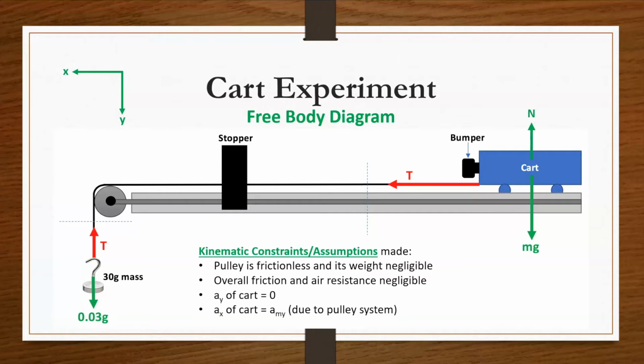The kinematic constraints and assumptions include the pulley is of very low friction and lightweight, so that we don't have to consider the mass moment of inertia of this pulley, and the acceleration of the cart in the y direction is equal to 0, so that we're assuming that the acceleration of the cart only occurs in the x direction. And finally, the acceleration of the cart in the x direction is equal to the acceleration of the 30-gram mass in the y direction due to the existence of this pulley, so that the tension forces are equal.